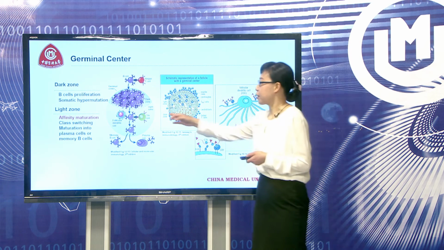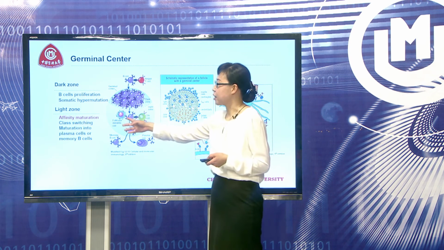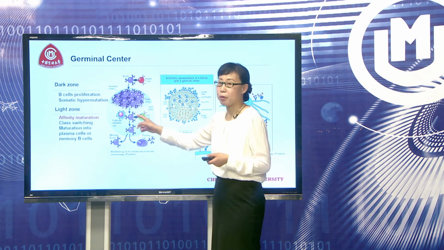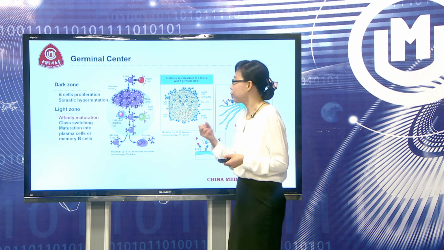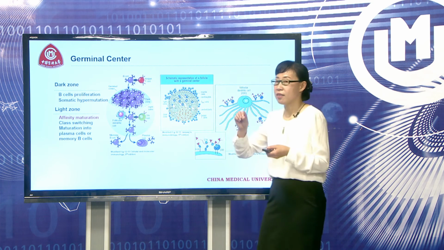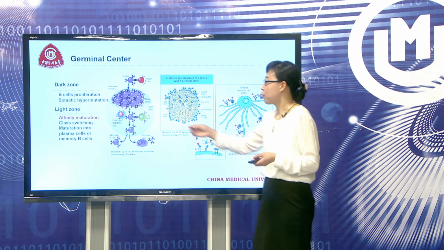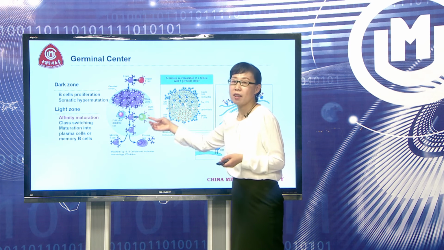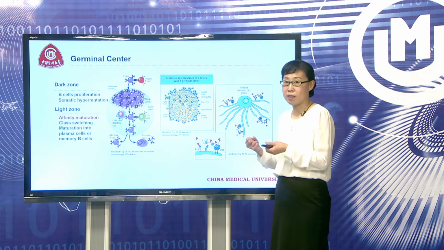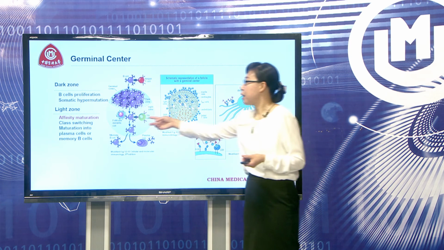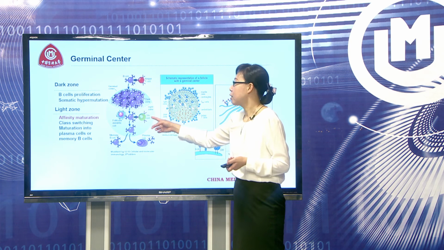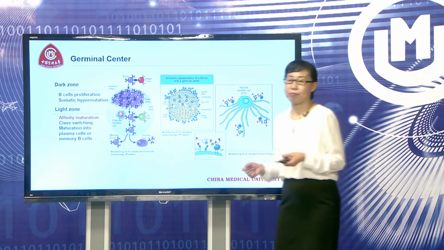And B lymphocytes will recognize the antigens on the follicular dendritic cells. Then they will receive a survival signal. And B lymphocytes will internalize the antigen and process those antigens for recognition by the follicular T cells. Then T cells can be activated. And the B lymphocyte also can get a survival signal from the follicular helper T cells.